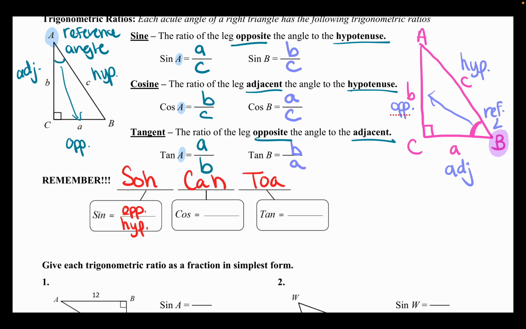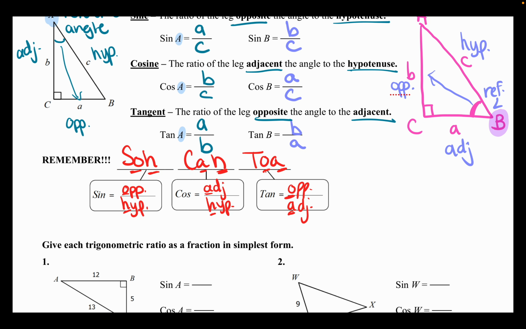Cosine is adjacent over hypotenuse, and it matches CAH. Tangent is opposite over adjacent, so again, TOA. It all kind of matches together. So on your test, or at the top of your homework page, you might want to write this at the top, so it's quick and easy to reference.